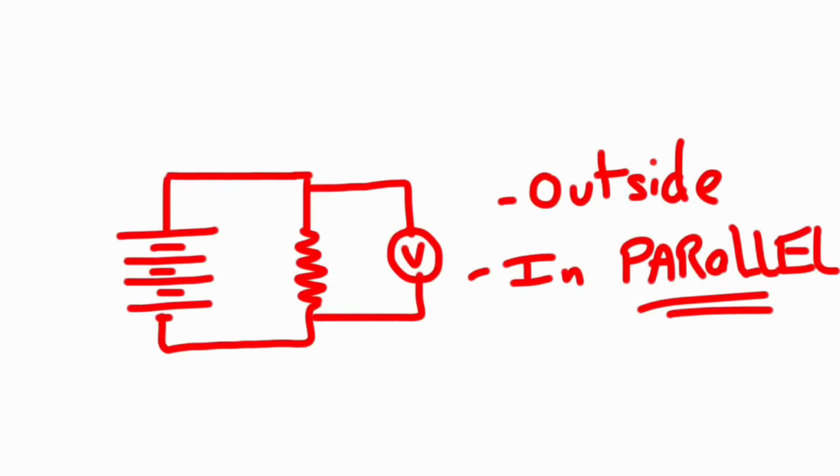Always link it to the definition. That's why the voltmeter is always outside. Reach in the 2 leads, touch the 2 points, measure the voltage between those 2 points.